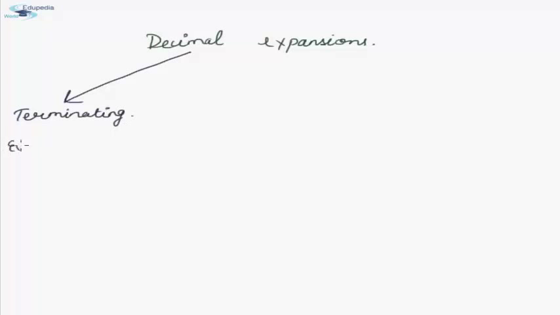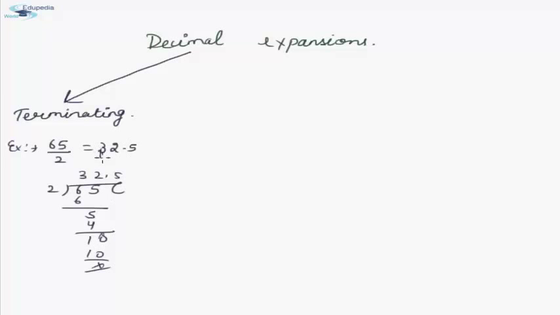For example, if we have a number 65 divided by 2, then on performing the division process, we can say that its decimal expansion is 32.5, and at this stage the division process is terminating, and hence only one digit in the decimal part, that is 5. After that, the decimal expansion terminates.